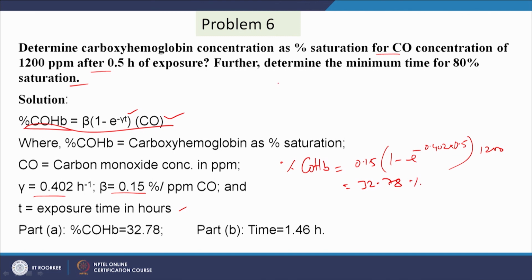Now, further, determine the minimum time for 80% saturation. For part B, the left-hand side is 80, and this equals 0.15 into 1 minus e to the power minus 0.402 into t, into 1200. So, this t value will come from that expression, and by solving we get t equal to 1.46 hour.